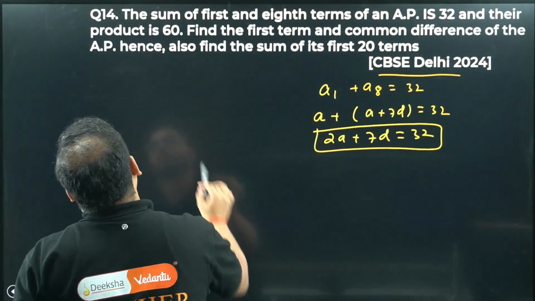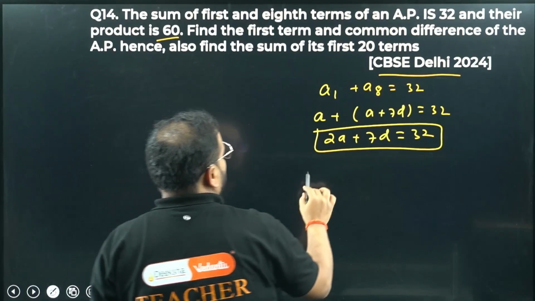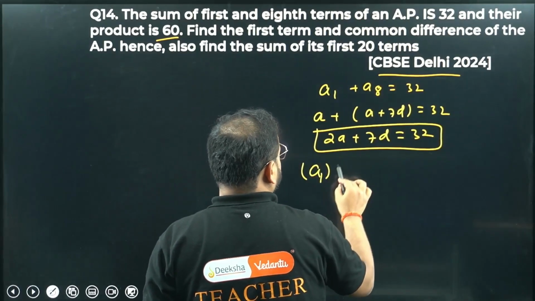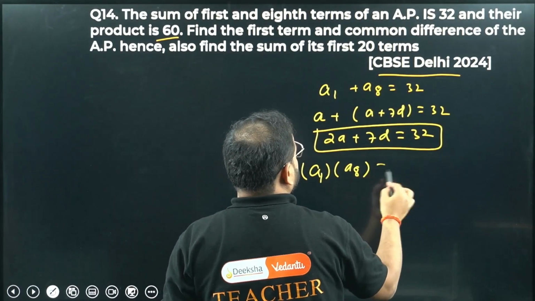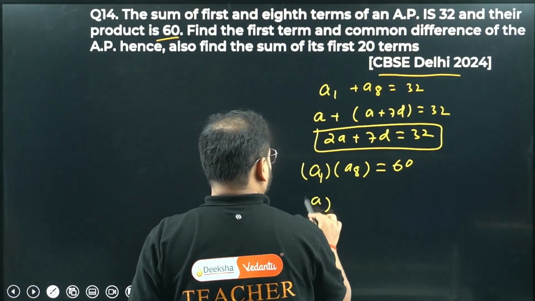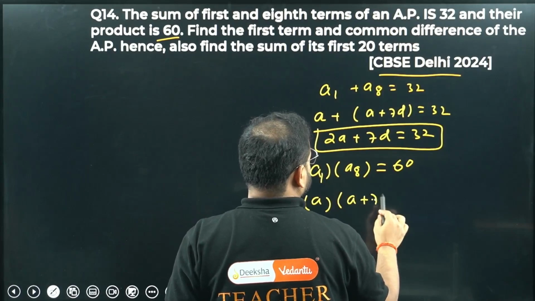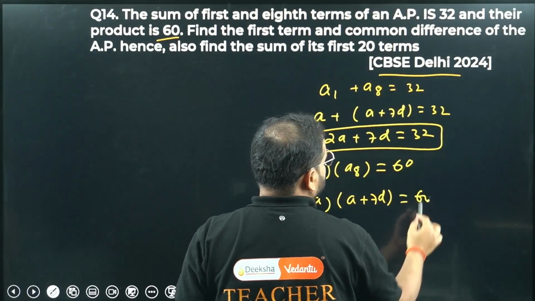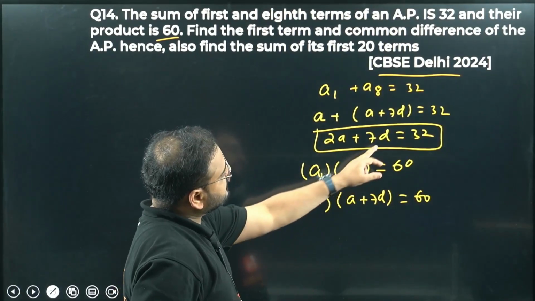Second condition, product is 60. What they're saying now? A1 into A8 is what? 60. What's A1, sir? Simply a. What's A8, sir? A plus 7d equals to 60, bachcha. Can I add 7d value from here?